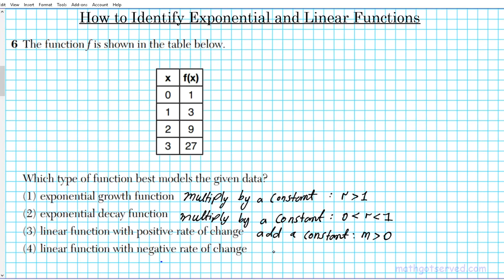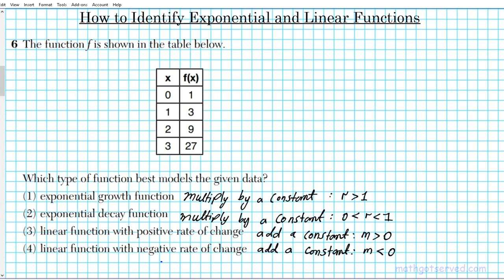How about linear function with a negative rate of change? In this case, you're going to add a constant again, but guess what? The constant is going to be negative. So let's call that constant m. It is going to be negative. Think about a negative slope of a line. That's the deal here. So adding a negative number repeatedly is equivalent to subtracting that number over and over again.